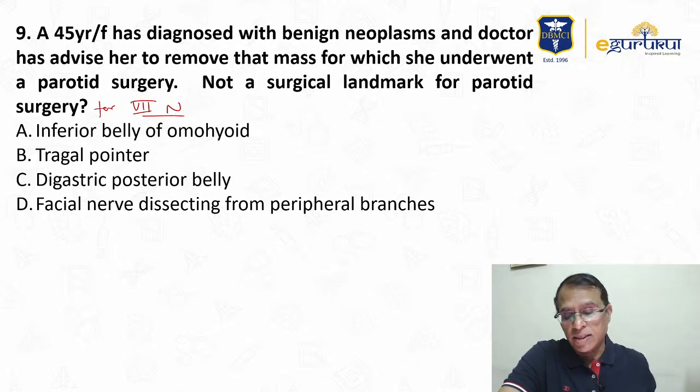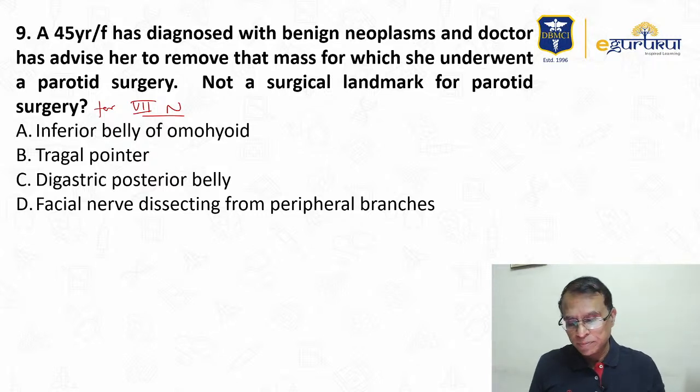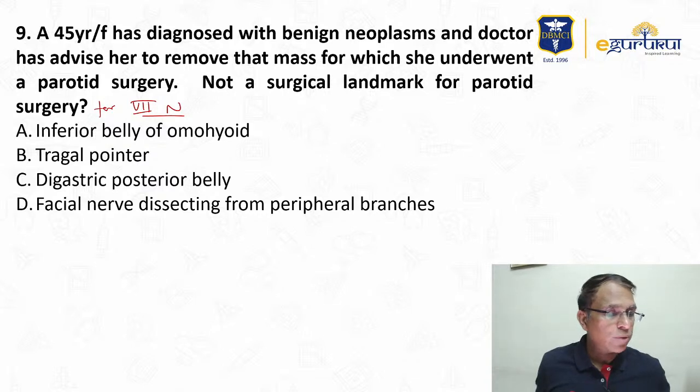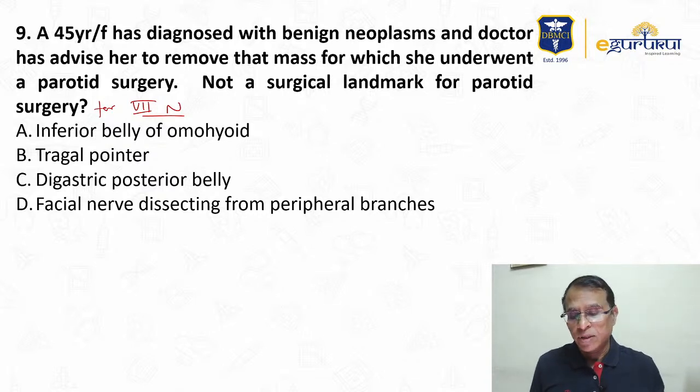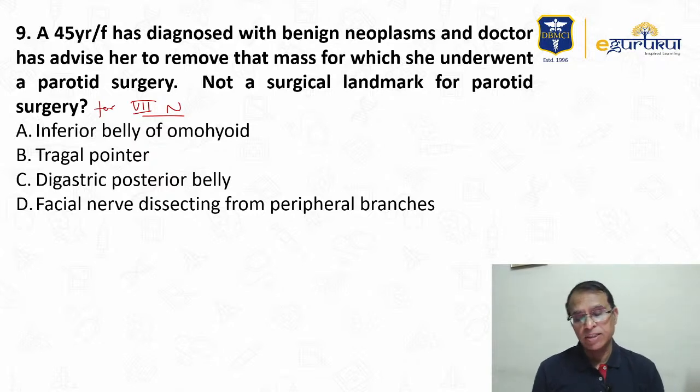So basically they are asking you that during parotidectomy surgery, which of the following is not a surgical landmark for the facial nerve, because otherwise the facial nerve gets damaged easily. Inferior belly of the omohyoid, tragal pointer, posterior belly of the digastric, and facial nerve dissection from the peripheral branch. So which is not the landmark for the facial nerve during parotidectomy surgery? That's the basic question.